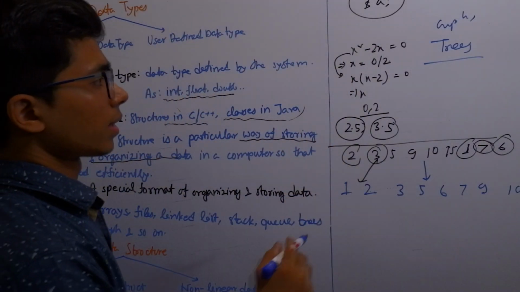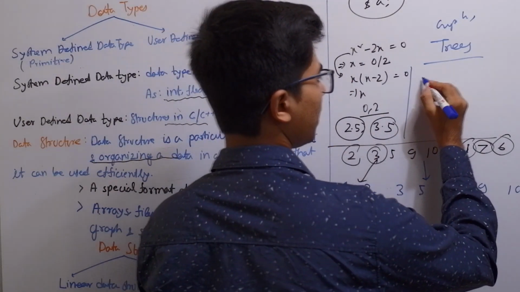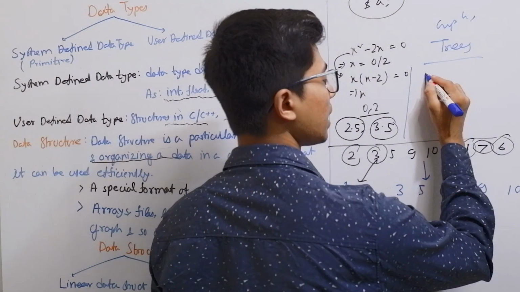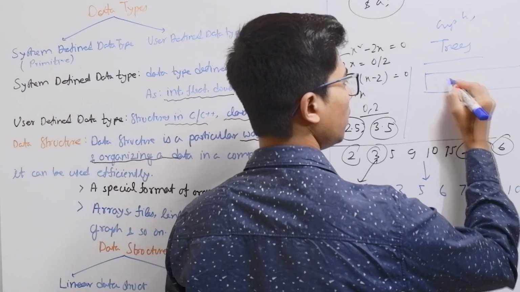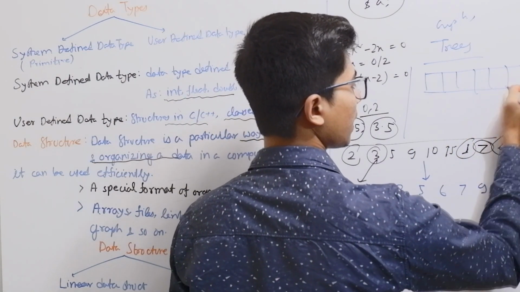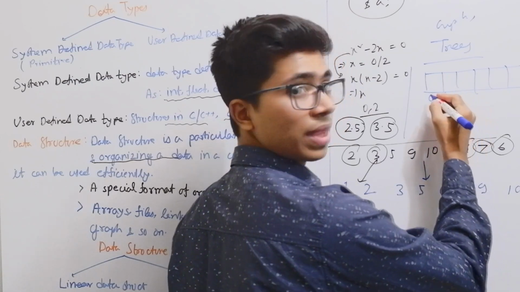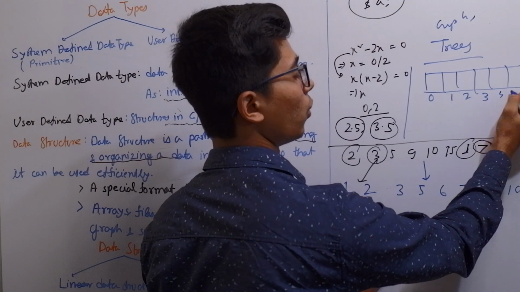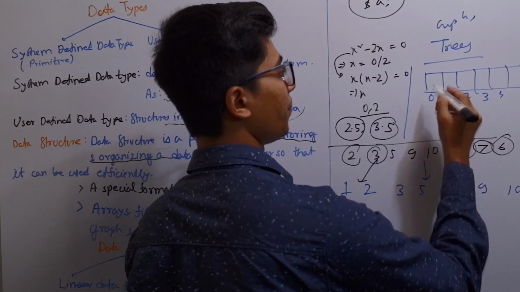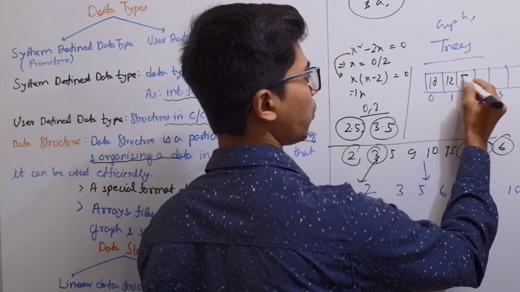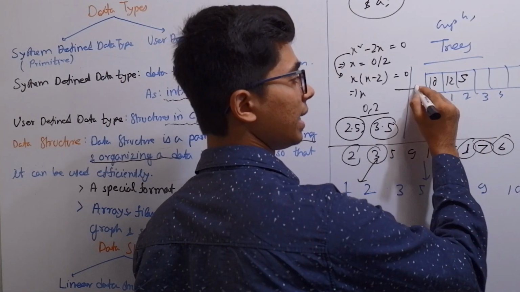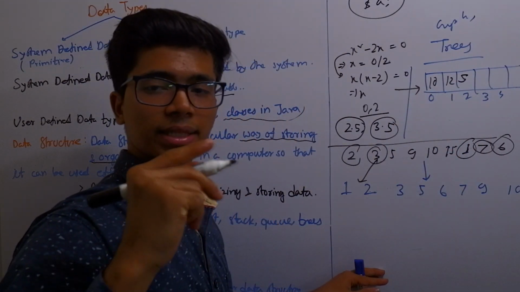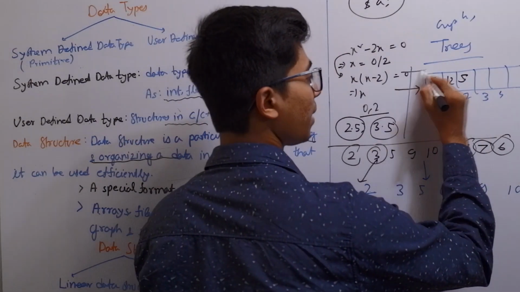Look, this is how we represent an array. We represent an array in a systematic manner. The index always starts from 0 in the computer programming world. So this is 0, 1, 2, 3, 4. We can store any data here: 10, 12, 5. So what is this? This is a linear data structure. Why? Because it is in a linear pattern.